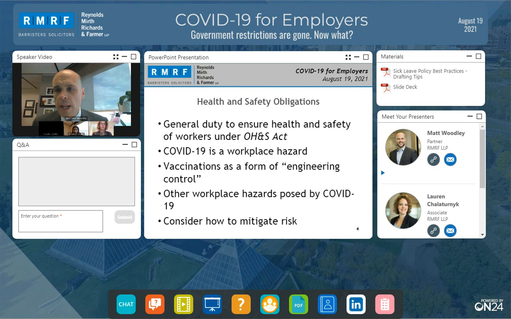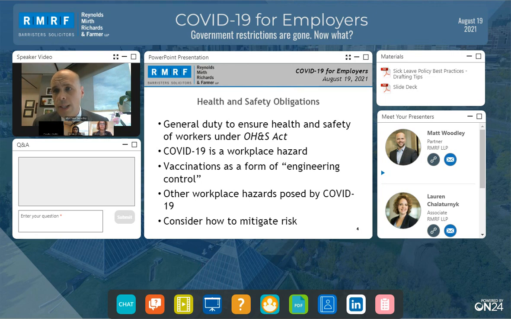So in terms of mitigating the overall risks in the workplace, organizations should be thinking about supporting staff to stay away when sick. So that can include flexible work-at-home arrangements and unpaid leaves of absence, regardless of the length of service.